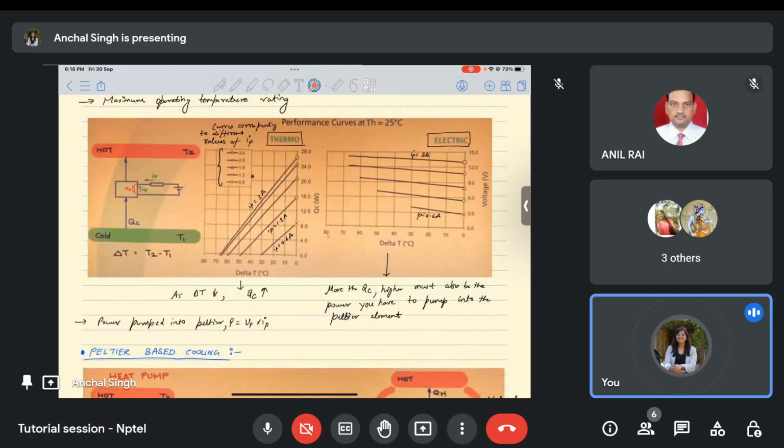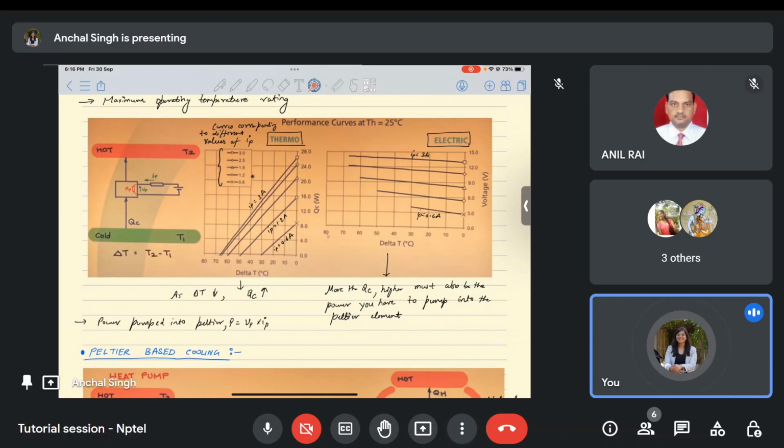Now there are performance curves for the module. There are two types of performance curves, thermal and electric. The thermal curve gives QC versus delta T, and the electric curve gives voltage versus delta T. You will see that there are various curves, each corresponding to a different value of current IP.